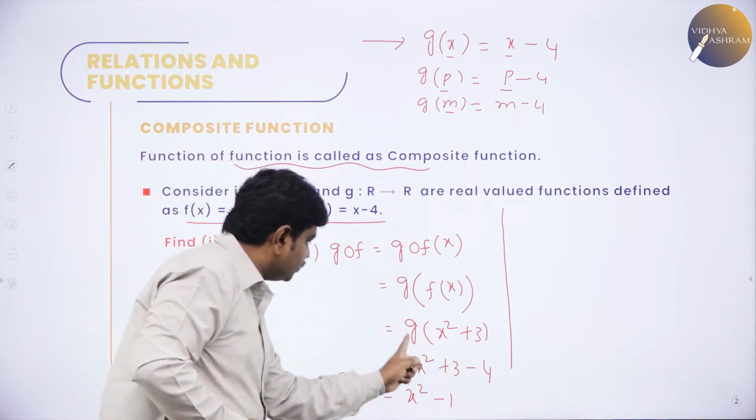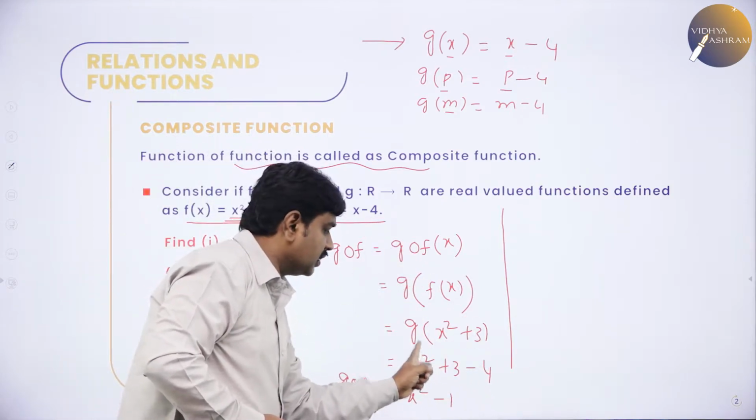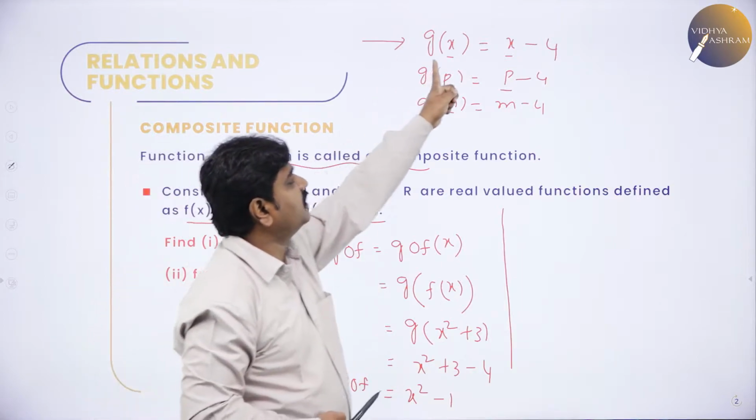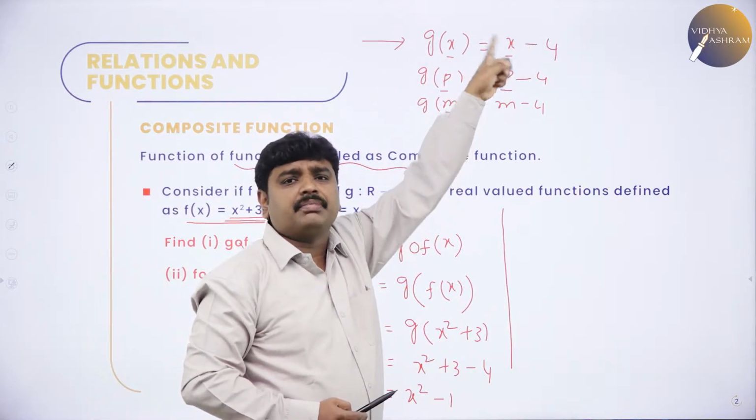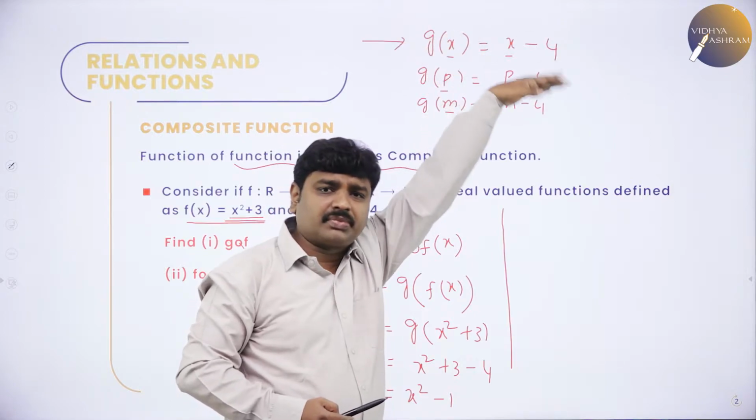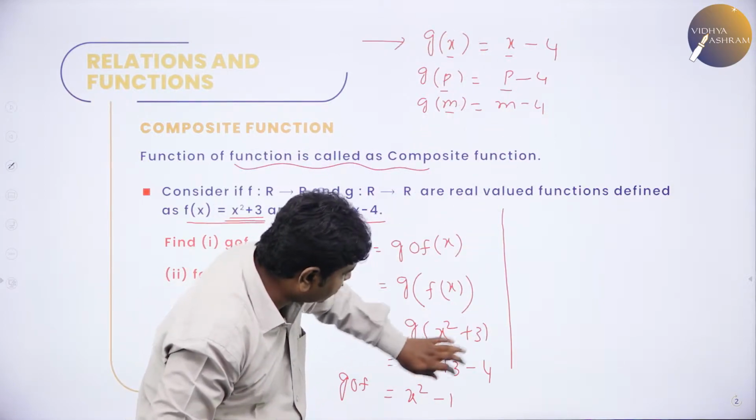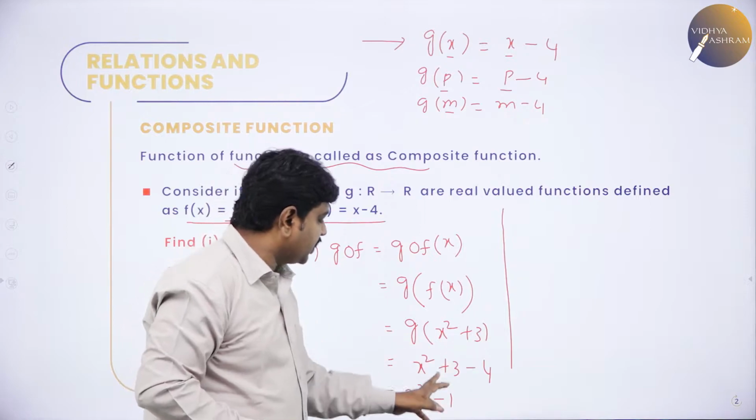Now read this: g of x square plus 3. What is g of x? X minus 4. G of m is m minus 4. What is the logic? G of anything is that minus 4. G of this whole thing is this whole thing minus 4. So x square plus 3 minus 4.